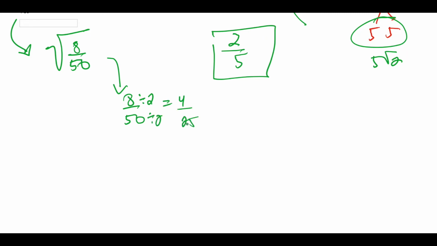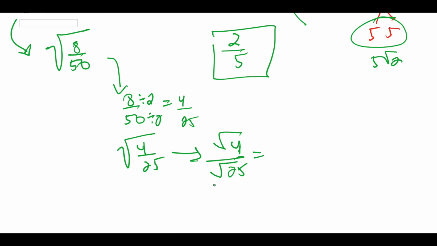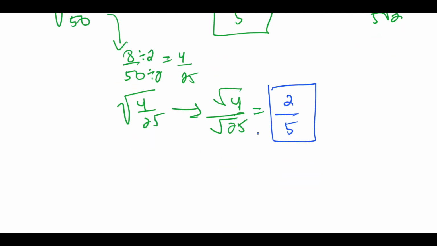4 over 25. All right, so that becomes the square root of 4 over 25, which is the same exact thing as the square root of 4 over the square root of 25. And then look, this actually works out beautifully. What's the square root of 4? 2 and 5. So it's 2 over 5, but sometimes they still don't work out that well. We're going to come across them anyway, so I'll show you in the next problem.